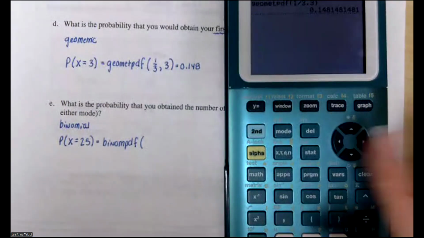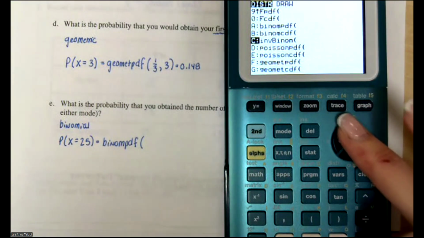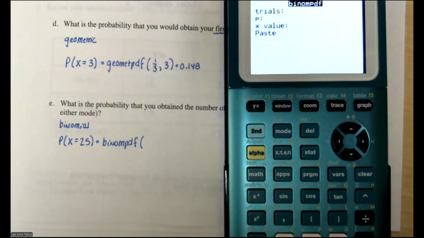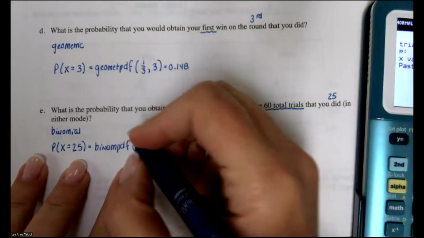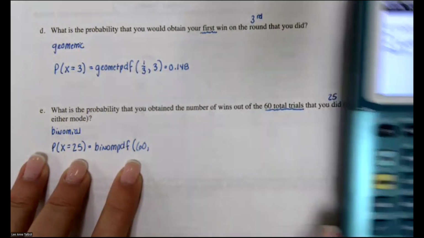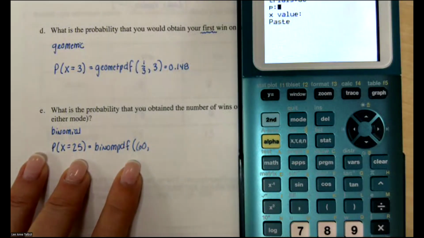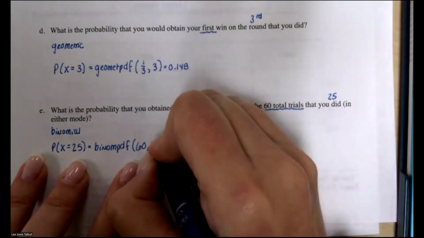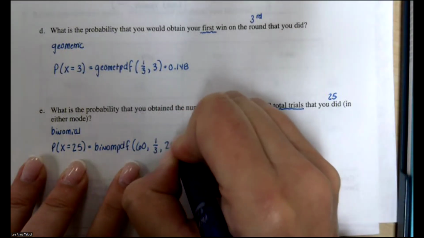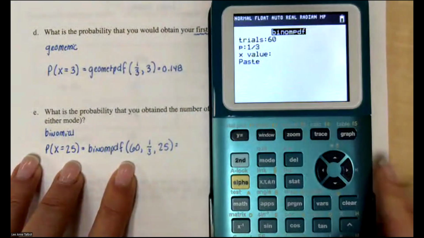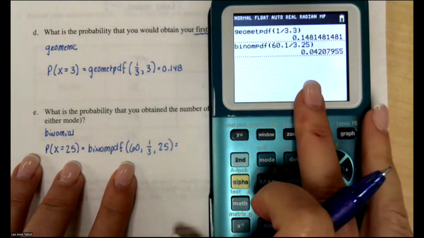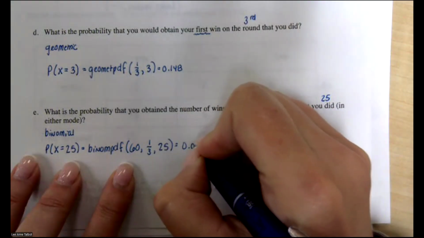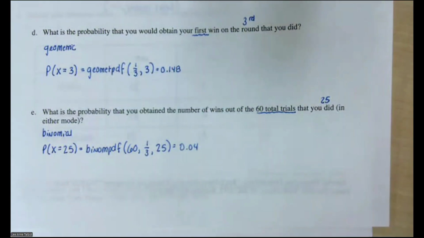And what does Binom PDF want? Okay, so number of trials was 60. Probability of a win was 1/3. And I want to know about 25. Pretty unusual.